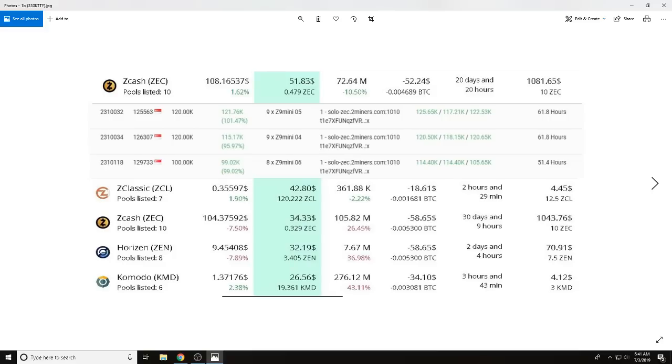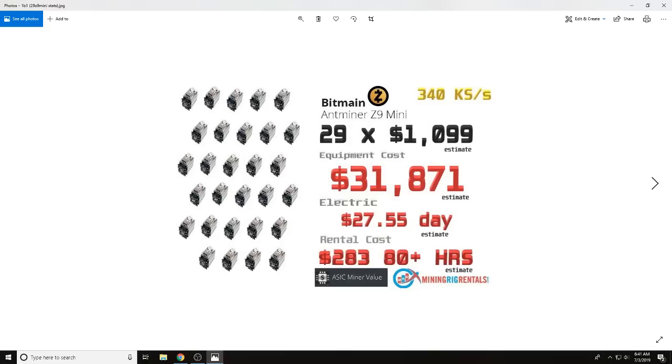Do I recommend solo mining? No. You need some extreme hash. It's very risky. I've seen people with more hash than I rented run for days and not find it. But we had a lot of fun with this test, so let's get a little farther. We started out with 27 Z9 minis. Here's what that looks like.